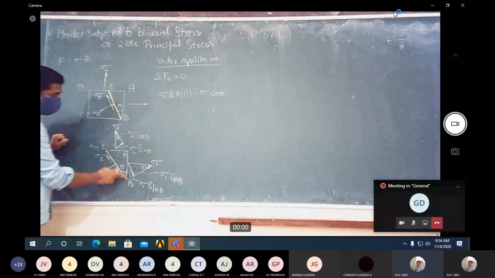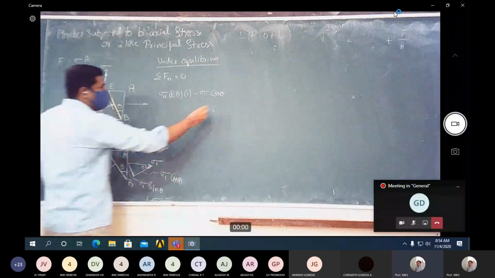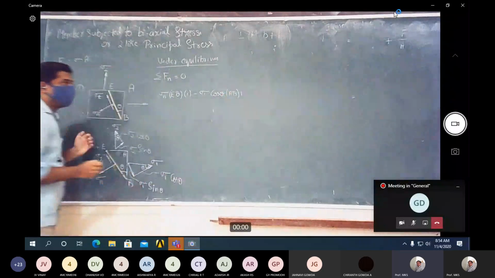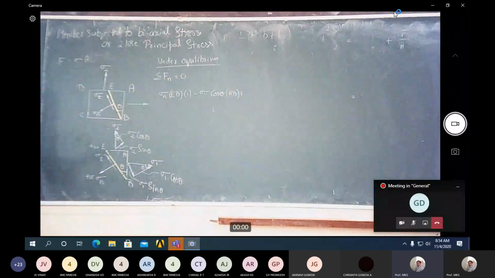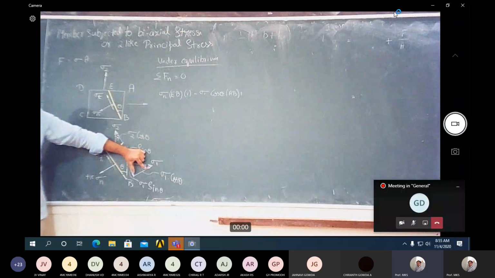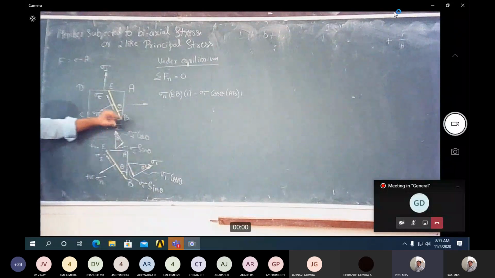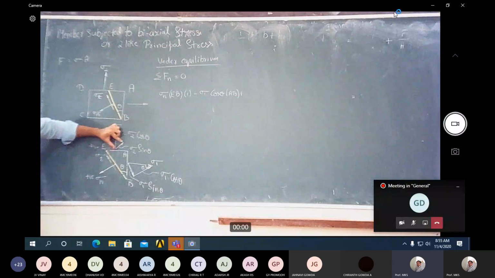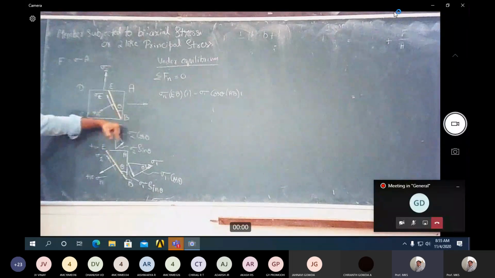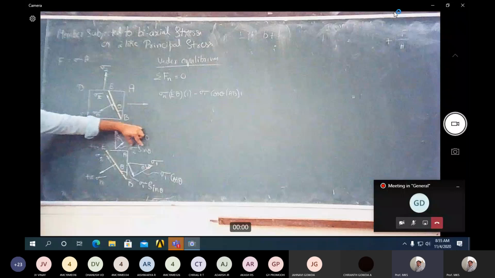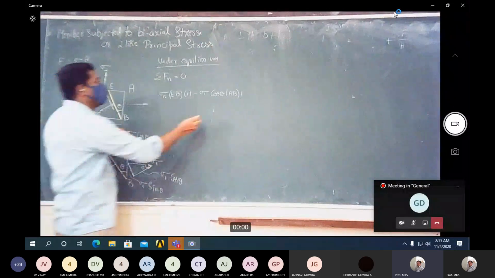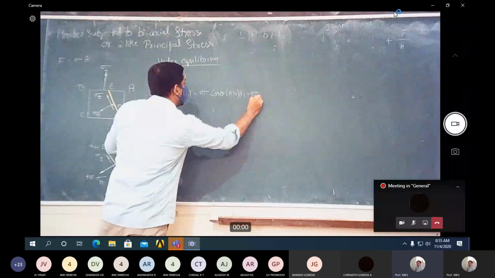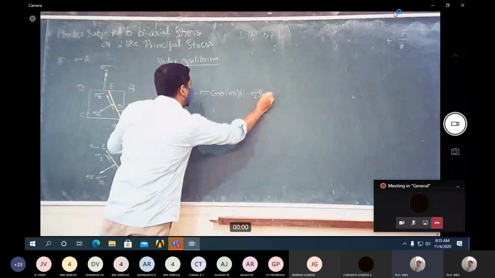AB. It is acting on a plane AB, so its area is AB into 1. We have one normal stress in the x direction, and one more normal stress in the y direction. The component parallel to this one is also going in the opposite direction, so it is sigma 2 sin theta. So it is also minus sigma 2 sin theta.